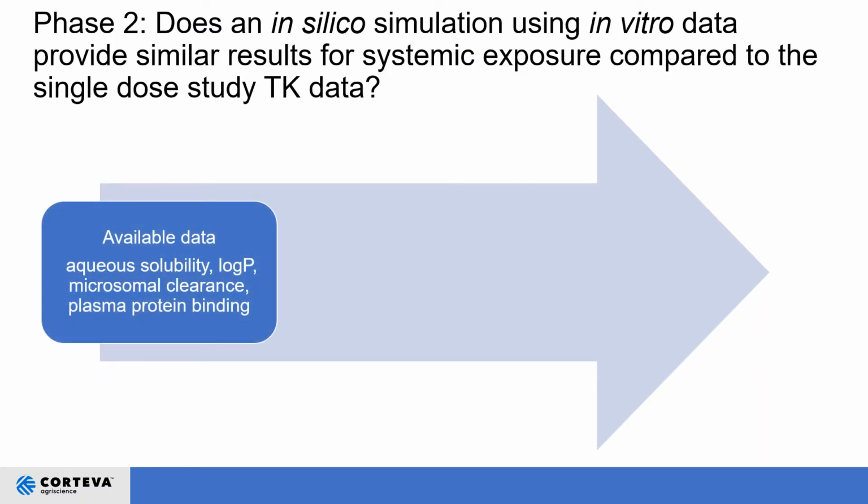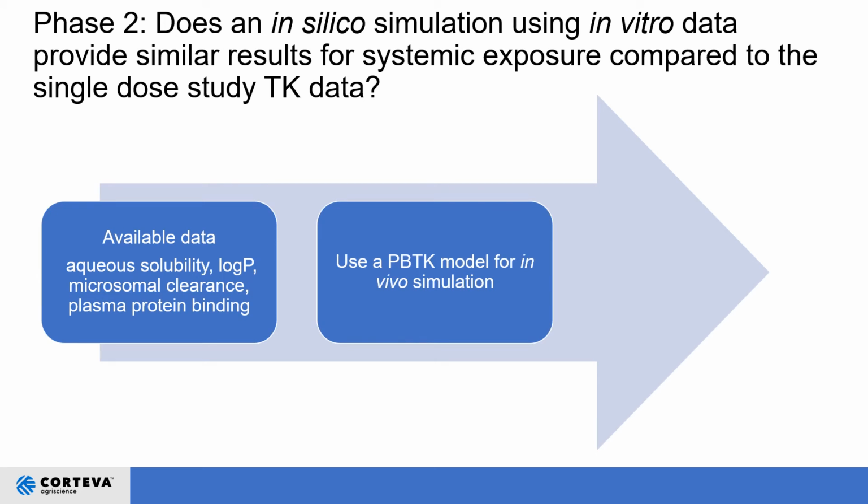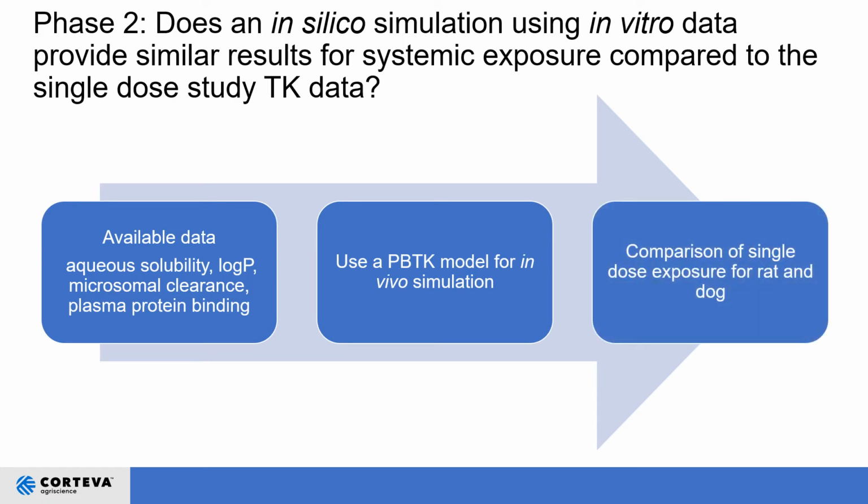For phase 2 of this assessment, we wanted to use only in vitro data, so available physical chemistry data including aqueous solubility and log P data, along with in vitro microsomal clearance and plasma protein binding data, were used as data inputs into GastroPlus software to determine if in vitro data alone could provide similar trends for systemic exposure compared to single-dose in vivo metabolism data.